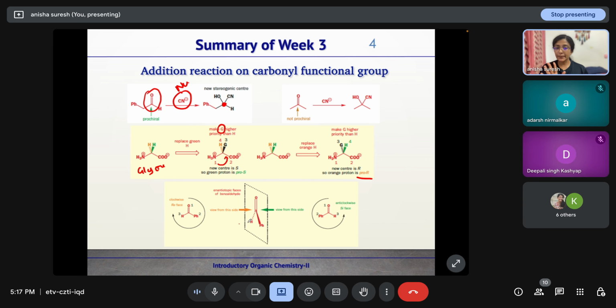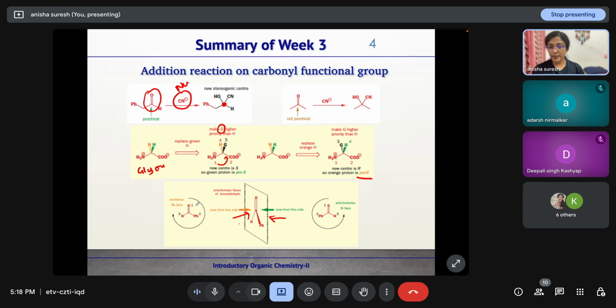So we have a carbonyl carbon, which is a prochiral center. So we have to distinguish whether the attack is taking place from the Re face or Si face. So how can we know which is Re face, which is Si face? For that, this is our molecule. So we can view it from this side or from this side. If we are viewing from this orange arrow side, we are turning in this direction and viewing from that side. So the hydrogen is coming on our left hand side, and the phenyl group is coming on our right hand side.